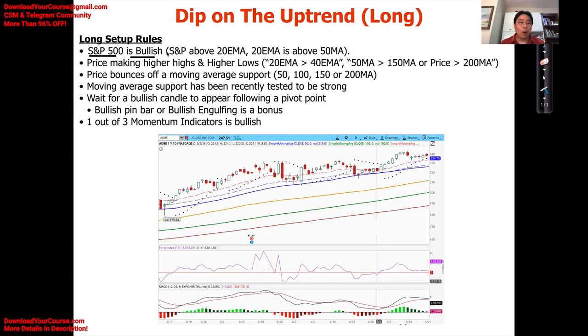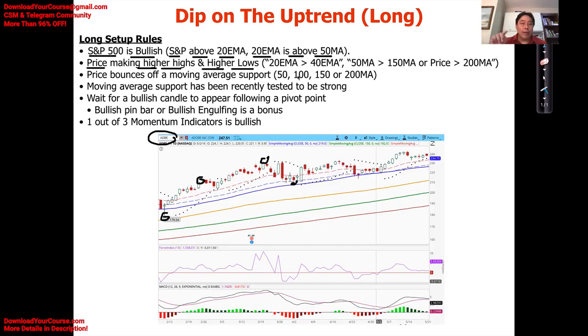How do we measure that? We want the S&P to be above the 20 EMA, and ideally the 20 EMA above the 50 moving average. That gives us a very strong bullish market and the ideal time to take long trades. Next, on the specific stock we're trading. In this case, for example, we're looking at Adobe on this chart. We want to see the price in a very, very clear uptrend, making higher highs and higher lows. As you can see, the price is making higher highs and higher lows. So we're going to see that uptrend pattern.